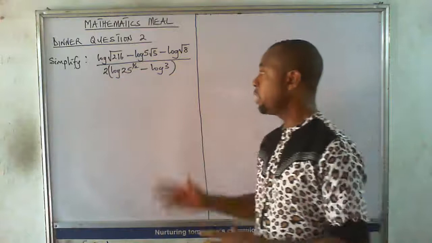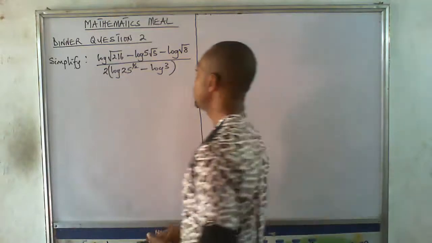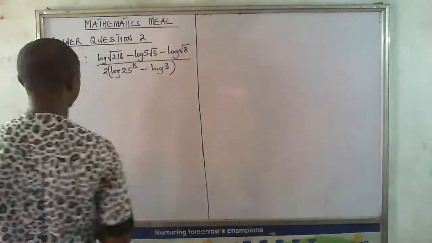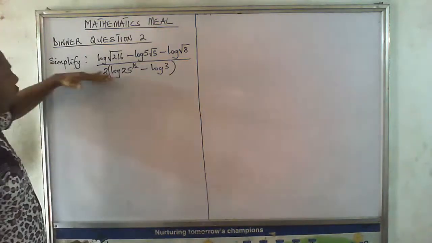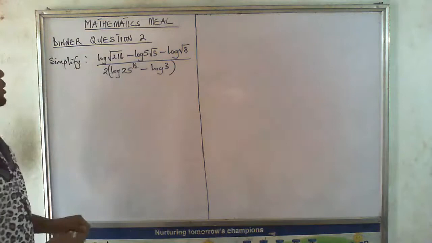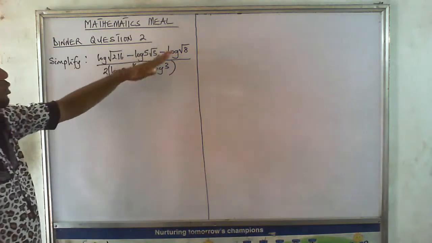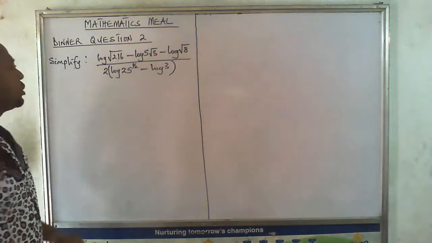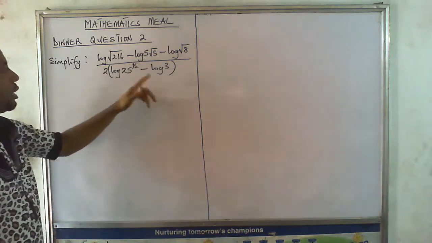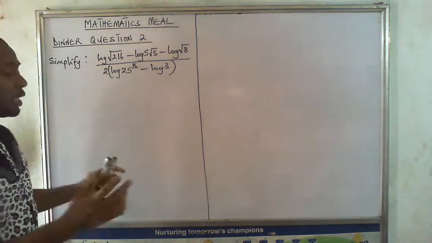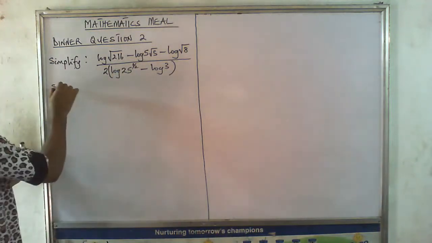Now we are going to look at our dinner question 2, and the question is from theory of logarithm. That's logarithm without tables. And we're asked to simplify this logarithm. Simplify log square root of 216 minus log 5 root 5 minus log root 8, all upon 2 brackets log 25 raised to the power half minus log 3. That's what we're asked to do. Now we have to begin this way.